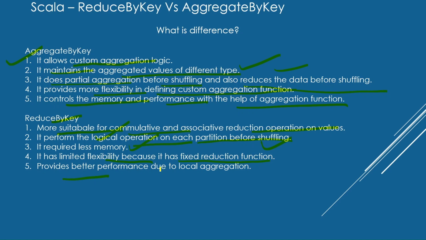It provides better performance due to the local aggregation. The aggregation is happening for every partition. That's why it provides better performance, because once the aggregation happens at the local level for each partition, and after that the shuffling of the data happens, the data size will become very small, and over the network that data will be shuffled very fast. So these are the differences between reduceByKey and aggregateByKey.